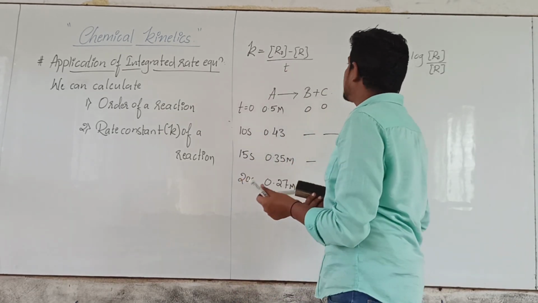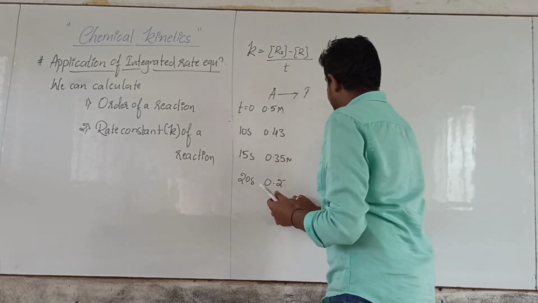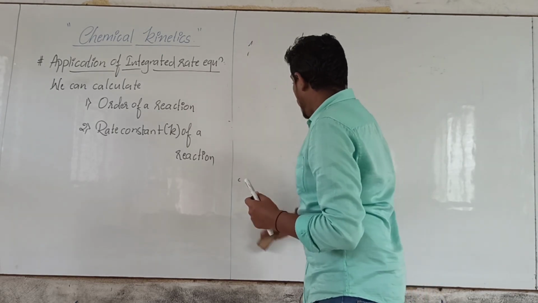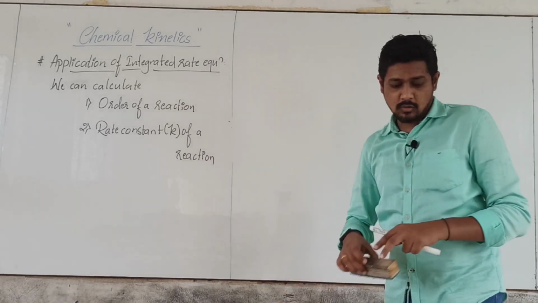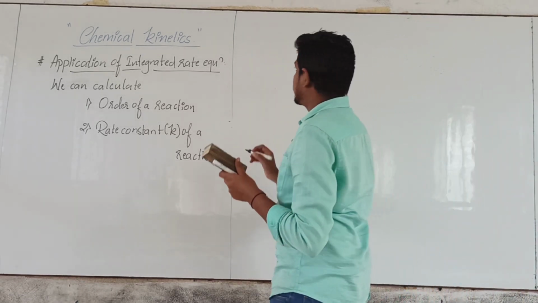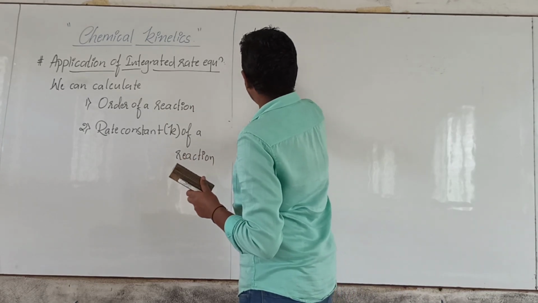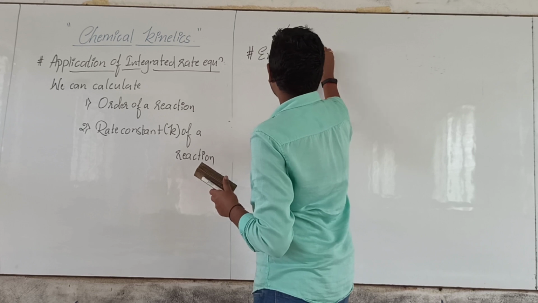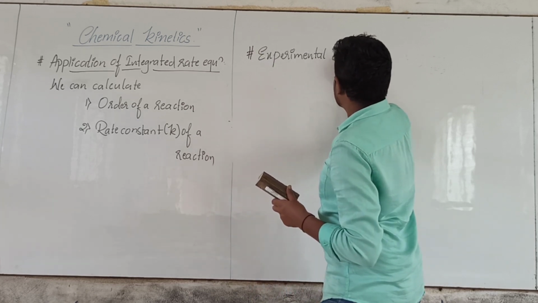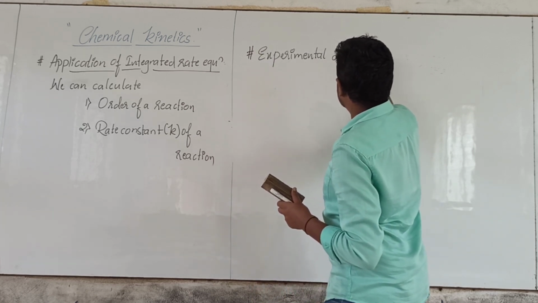Now there is another way from which you can calculate the order of reaction. That is, how we will do that. We call it as experimental determination.